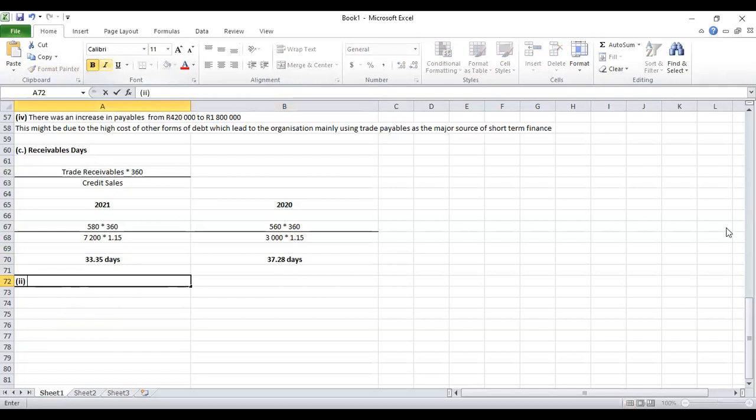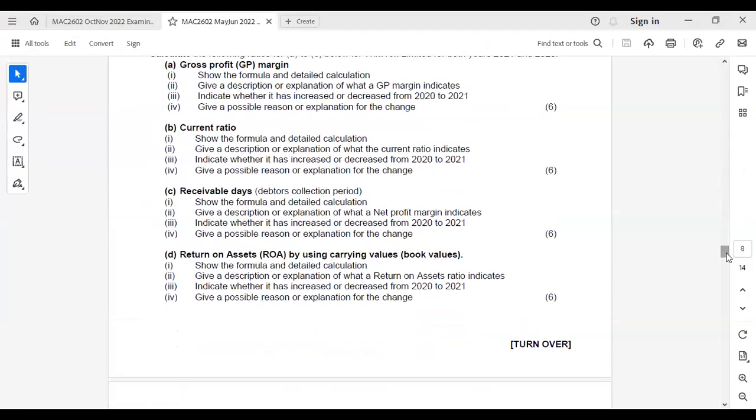Then they said on number 2 we should give a brief description of what a net profit margin indicates. So please be very careful there. Although they are asking about the trade receivables days, on the second part they didn't ask about the trade receivables days. They're asking about the net profit margin. But I would suspect that this was a mistake. So instead, I will just talk about the receivables.